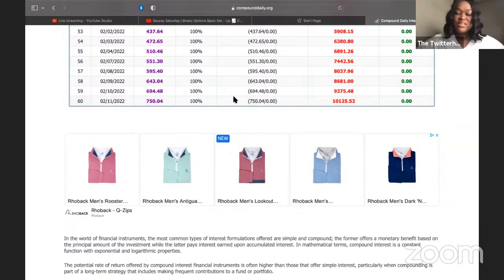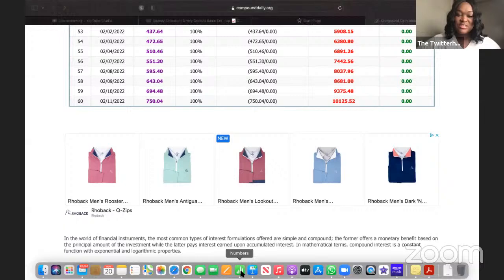Let's see. Not every trade, but yes. Right. Yeah, it can be a little nerve-wracking, this style. But let's see. Let's go back to our chart.